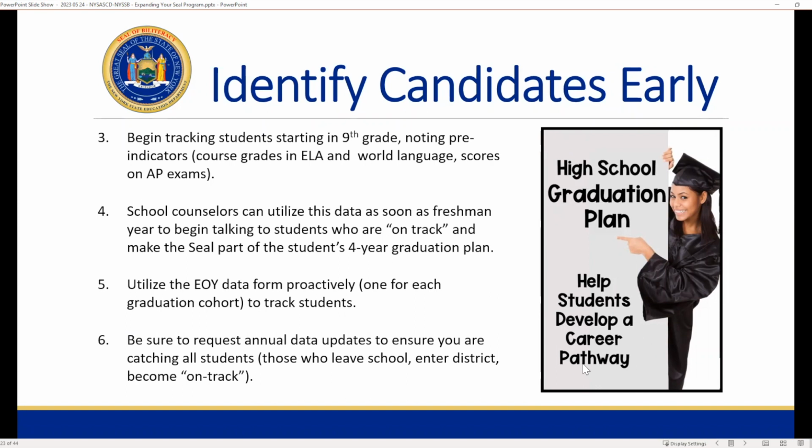You want to be sure if you do this that you request annual data updates to make sure that you're catching all students. So students are going to leave your school. You're going to want to remove them. You're going to have new students who enter the district. If they meet the criteria, you're going to want to add them. And you may have students that blossom a little bit later than others and become on track for the Seal of Biliteracy after their freshman year.